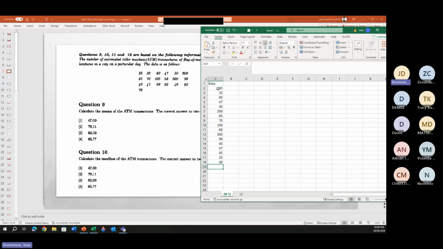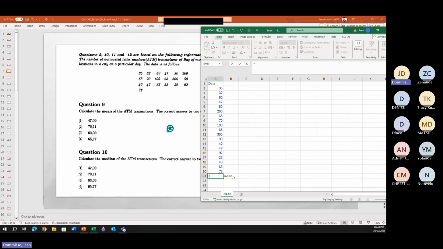So let's just check that all the numbers are also correct. So we have 35, 32, 60, 47, 50, 200, 65, 70, 100, 68, 300, 90, 40, 47, 92, 23, 49, 63, 72. Okay, so the first thing we can work out is the mean.